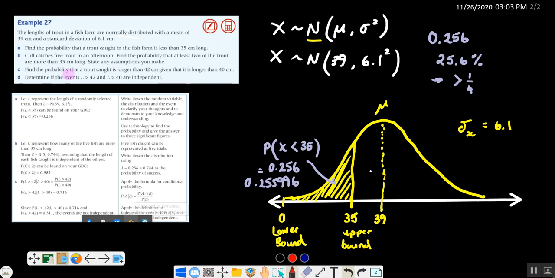So we've got he catches 5 trout, and we've also got this where it says at least 2 of the trout are more than 35. So with a binomial distribution, what are the rules for assuming it's binomially distributed? It must be what type of situation?